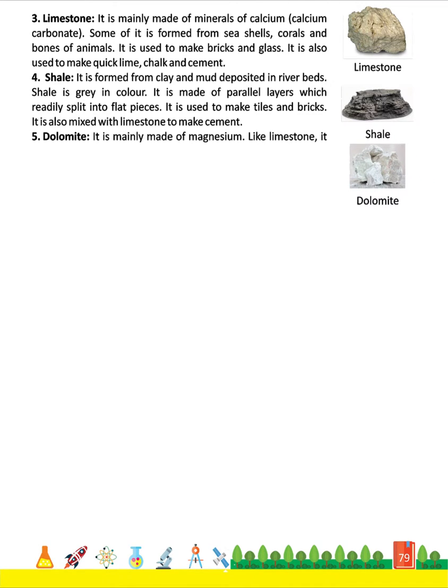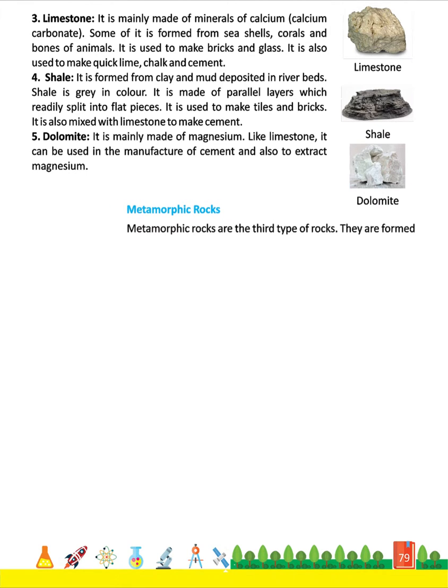Like limestone, it can be used in the manufacture of cement and also to extract magnesium. Dolomite. Metamorphic rocks. Metamorphic rocks are the third type of rocks. They are formed from other rocks that are changed because of heat or pressure.